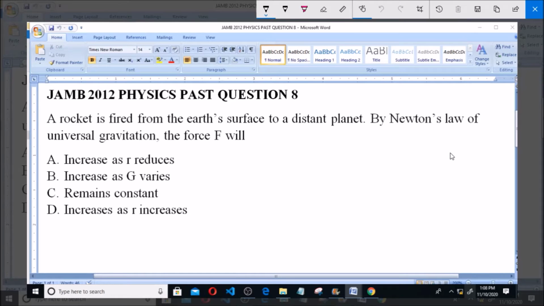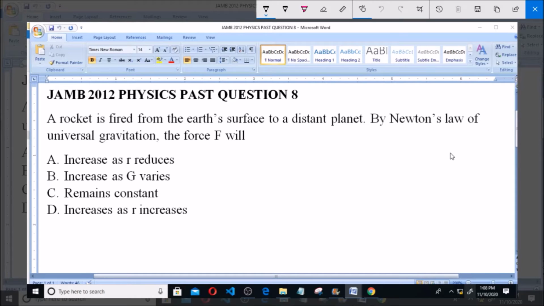A rocket is fired from the Earth's surface to a distant planet. By Newton's law of universal gravitation, the force F will: A. increase as R reduces, B. increase as G varies, C. remain constant, D. increase as R increases.